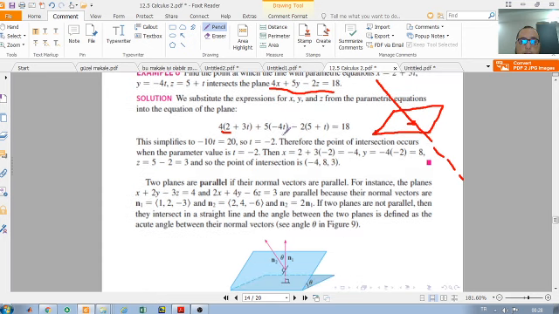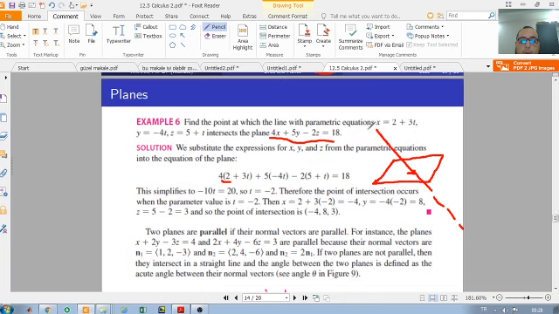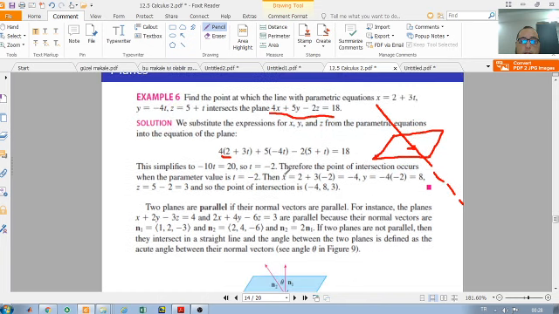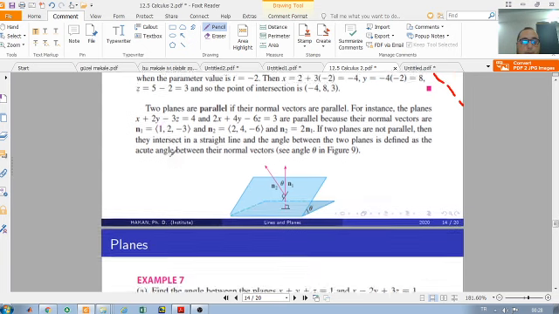And from here we find the value of t, which is equal to minus 2 easily. And therefore, the point of intersection occurs when the parameter value t is equal to minus 2, which means from the parametric equations of the line we find the intersection point as minus 4, 8 and 3. They are the components of the intersection point.